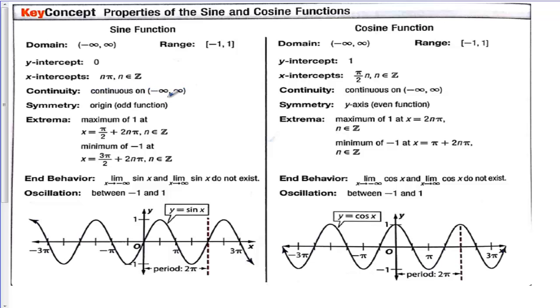Continuity: continuous on negative infinity to infinity. It is symmetric about the origin, which means it's going to be an odd function. So if you pick a value on the right side of the origin and go through the origin, you should have the corresponding point on the graph.